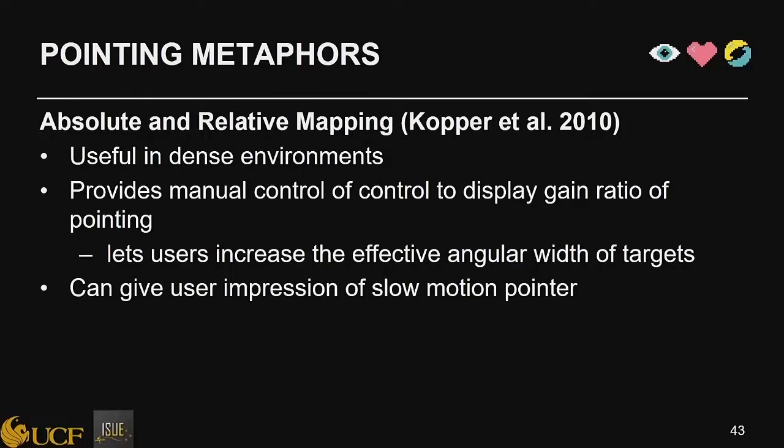And as far as absolute and relative mapping, this is very useful in very dense environments, right? I mean, really dense objects. Provides manual control over the display gain. And once again, we're thinking about non-isomorphism here, right? So basically, you can change the display gain ratio for the pointing, and it lets users increase the effective angular width of the targets. Right? And that gives the user the impression of a slower motion pointer, which can then help with selection.